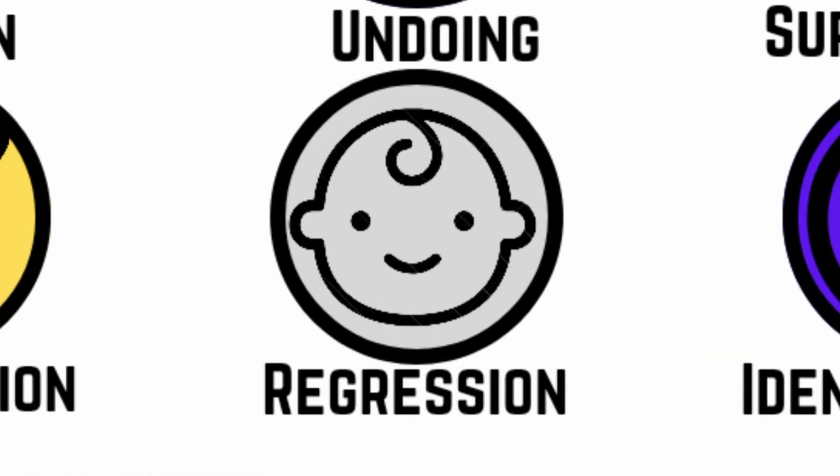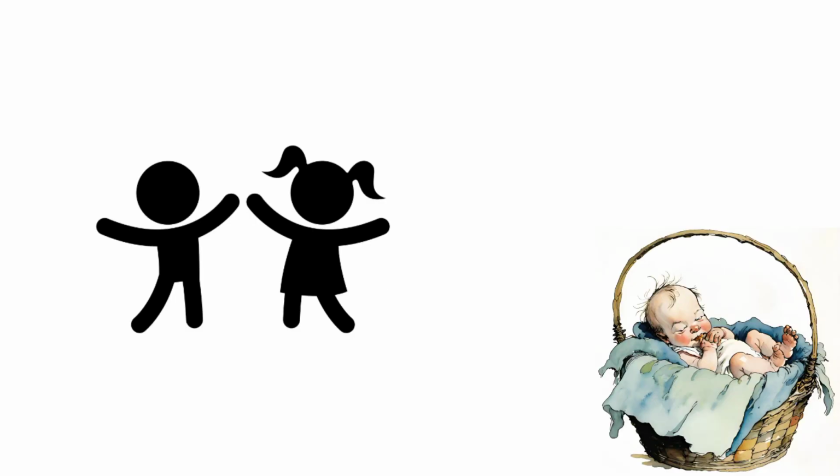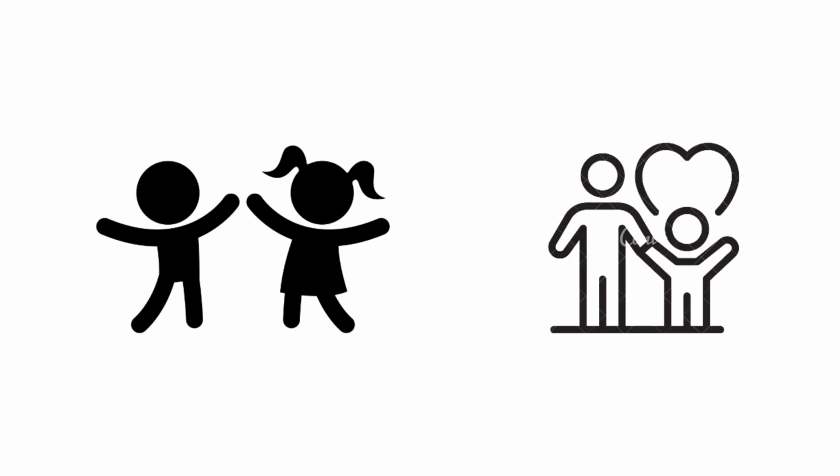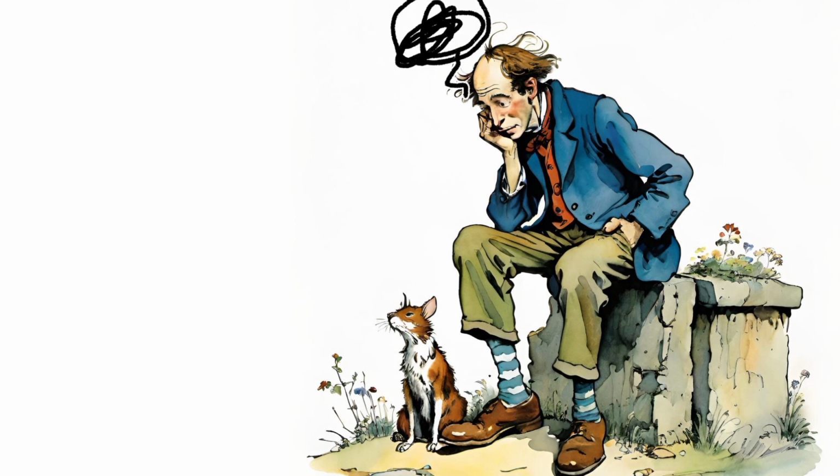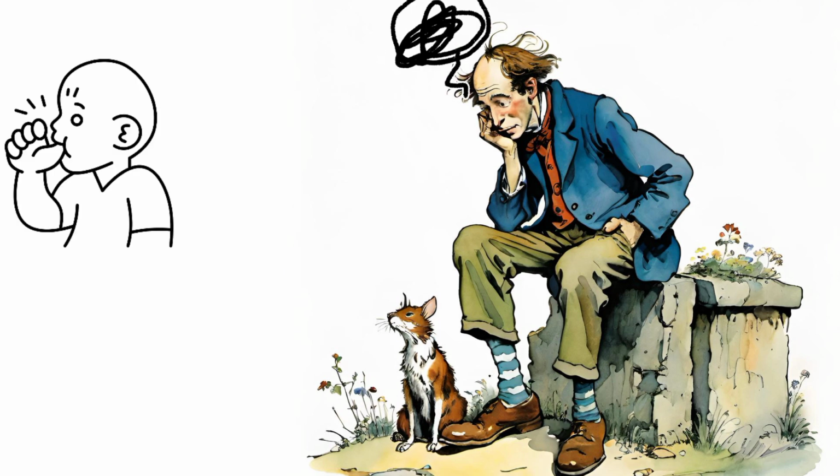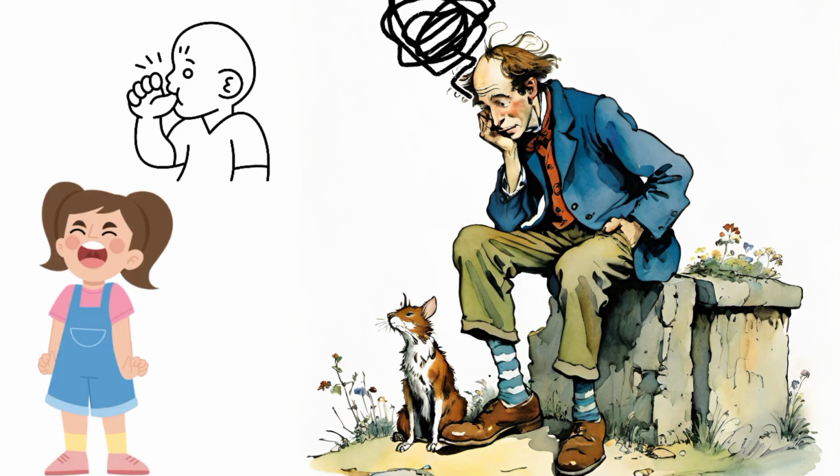Regression. This involves reverting to behaviors characteristic of an earlier stage of development when faced with stress. It is a way to retreat to a time when the person felt safer. Example: an adult experiencing significant stress might start to exhibit childlike behaviors such as thumb-sucking, excessive dependency, or tantrums.